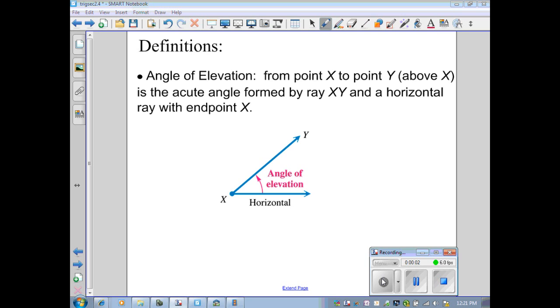Our next slide illustrates the angle of elevation. This is the book definition. The definition I like to give is, if a person is standing here and has a direct horizontal line of sight, then that person looks up. The angle generated from that horizontal line of sight to the upward position generates an angle of elevation.